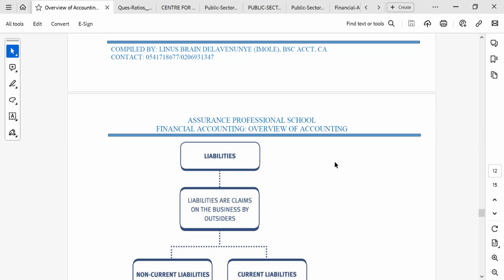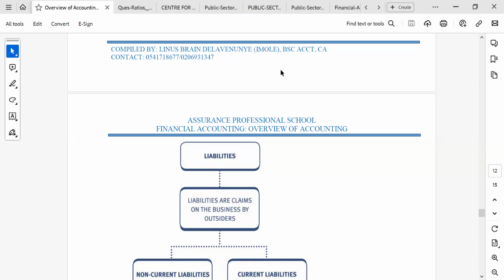Okay. So that is what we call the liabilities. But these particular liabilities, you see, some of them can be settled within a short period, and some of them can also be settled over a long period of time. Assuming you bought goods, or maybe you are selling shoes. So you bought the shoes from the person on credit.